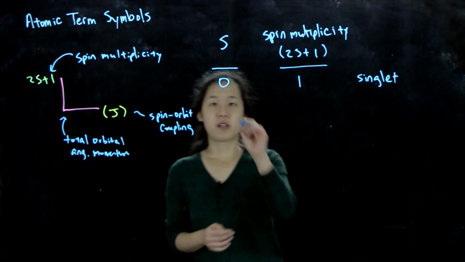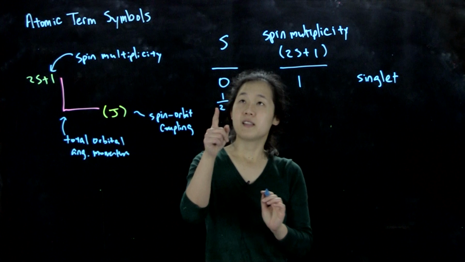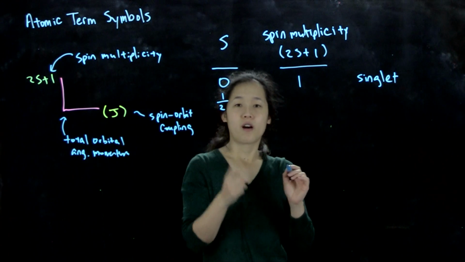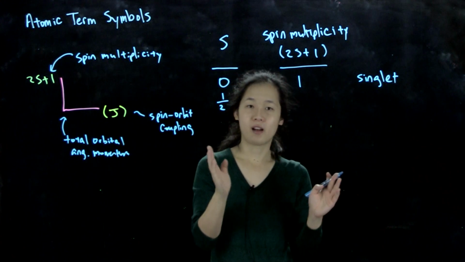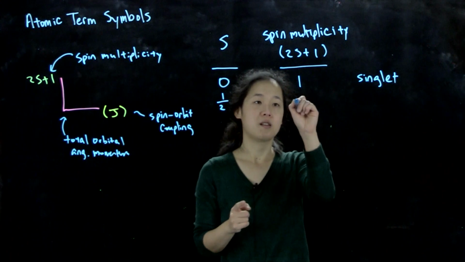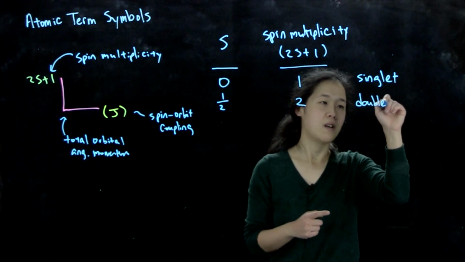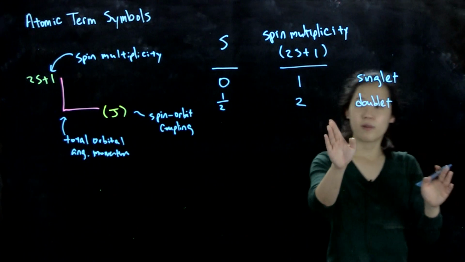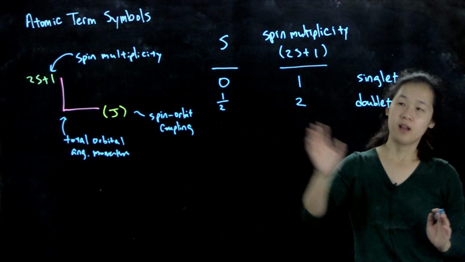And let's say S equals 1/2. This is big S. So our electron could be up or it could be down. And no matter what, we have one unpaired electron. So 2S plus 1 is 2. So this is a doublet. This is our degeneracy, because we have two possible spin states, up or down, but they have the exact same total spin, so it's doubly degenerate.